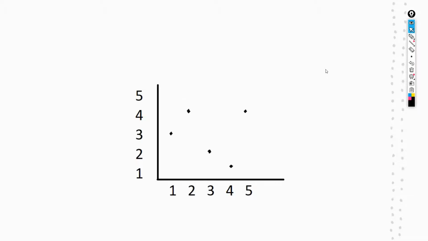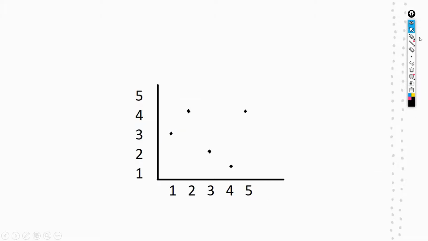Next, this is a graph where the x-axis is 1, 2, 3, 4, 5 and the y-axis is 1, 2, 3, 4, 5. Here we can see that where x equals 1, y equals 3, and we can say that x equals 1 and y equals 3 here.